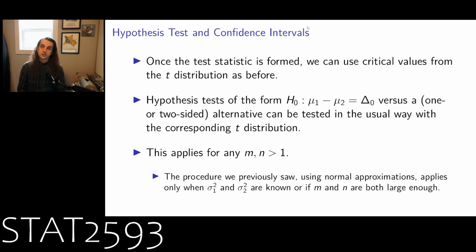The procedure we previously saw when we used normal approximation applies only if the variances are known or if m and n are both large enough, right? So we can apply the t-test whenever we want to under those normality assumptions. We need known variances or large m and n to apply the normal approximation.